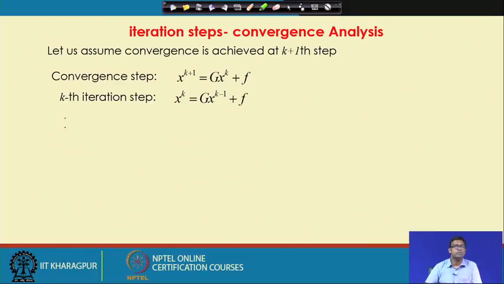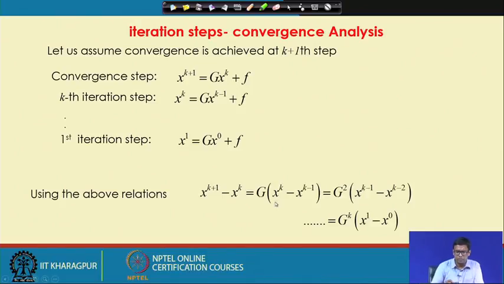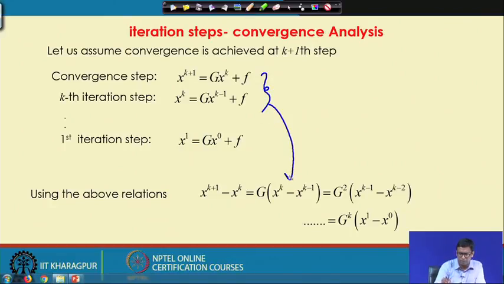So, let us assume that convergence has been achieved in the (k+1)th iteration step, and in the kth iteration step, though it is not converged, the relation of the guess and updated value is similar: x_k = G x_{k-1} + f. So on, we can come down to the first iteration step, which is x_1 = G x_0 + f. Using the above relationships, we can write x_{k-1} = G x_k + f, and x_k = G x_{k-1} + f. Using these two, we can write x_{k+1} = G of this.